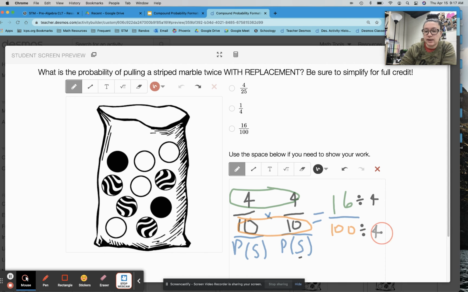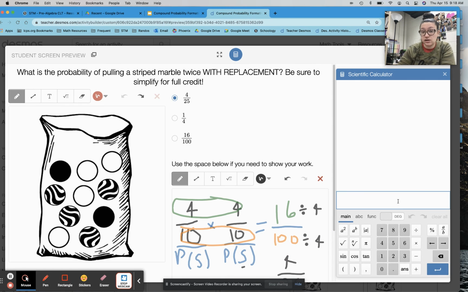What's 16 divided by 4? 4. And what's 100 divided by 4? 25. And here we see that 4 over 25 is one of our answers. But again, if you like to use the calculator to check, we got 16 over 100, which is 0.16. And if I try 4 over 25, that fraction, 4 divided by 25, I get the same decimal. So I know that it's simplified.